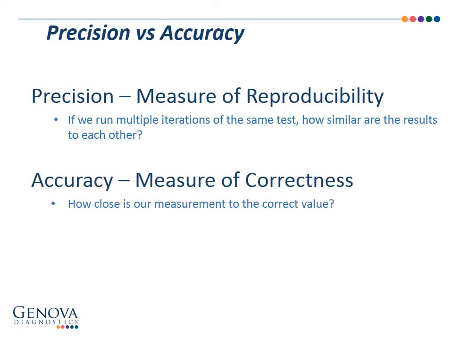Accuracy is a measure of correctness. So if I take that sample and I run it as an unknown, do I get what I was supposed to get? A lot of times when we're talking about accuracy, we're running things like reference standards or proficiency testing. So the difference is accuracy: am I getting what I'm supposed to get? And precision is: do I get the same thing every time? Obviously in the laboratory, we want to have both, but understanding the difference between those two measures will help you when you're trying to troubleshoot a problem in the lab.